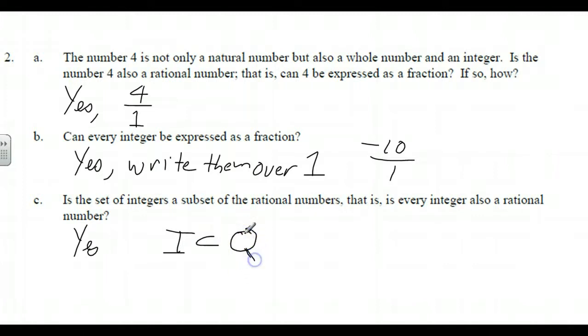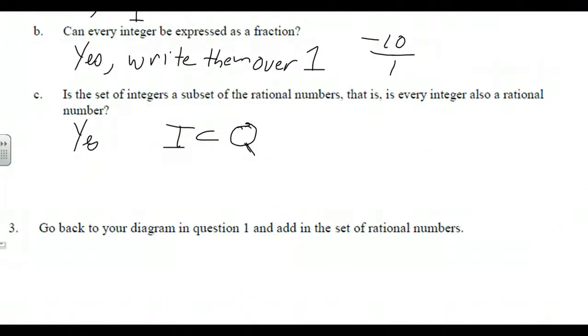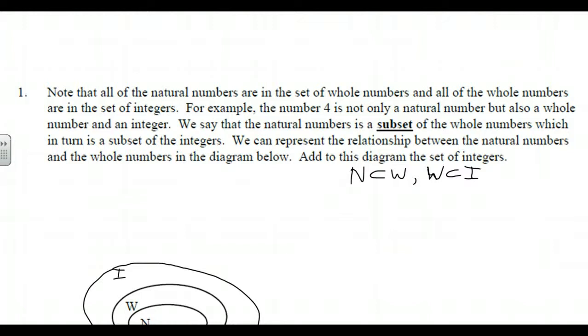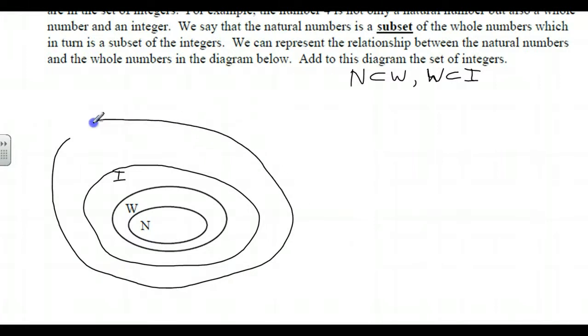The Q's. You don't need to know this notation. You'll never see it, not in 10C. Go back to your diagram in 1 and add in the set of rational numbers. Okay, so the rational numbers. Q.